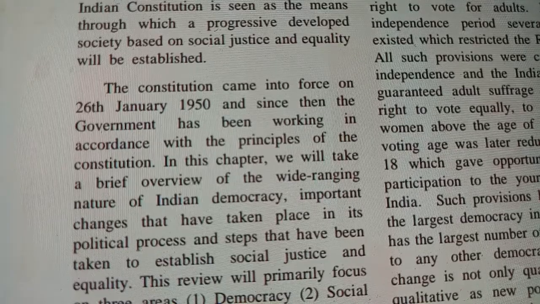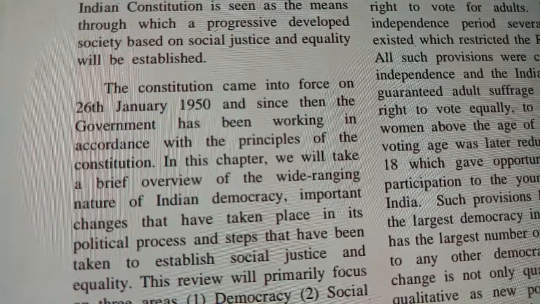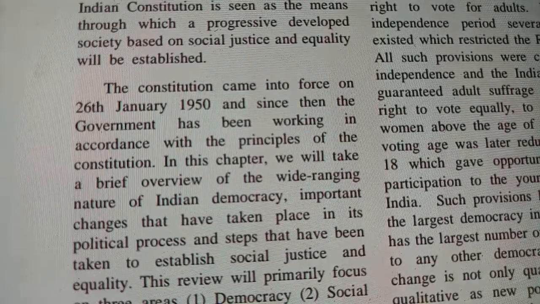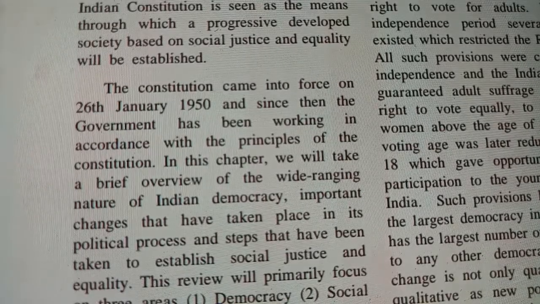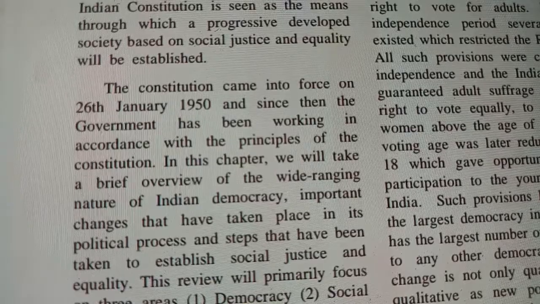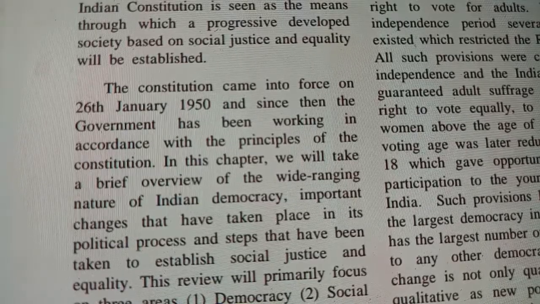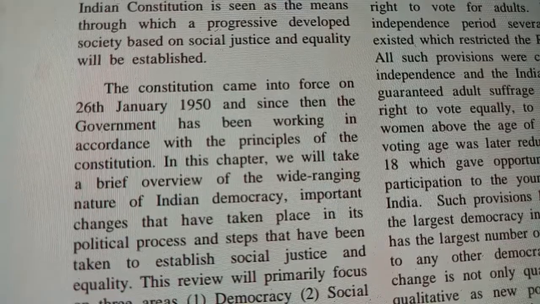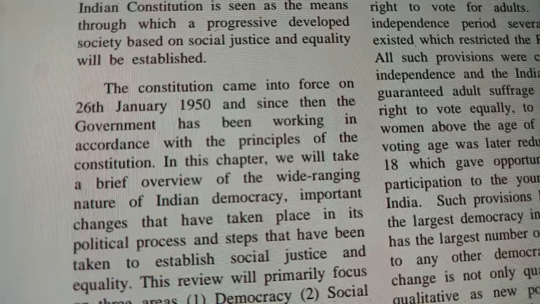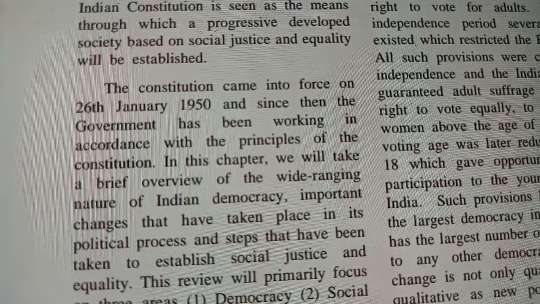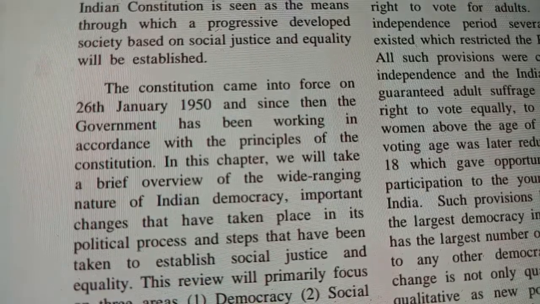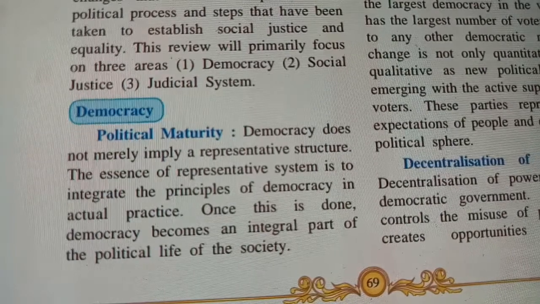So the government has taken some good steps to establish social justice among the people, so that people get equal rights to live in a country and freedom of speech, and there should be equality among the people. Now in this lesson we will discuss the three primary focus areas. First is democracy, second is social justice, and third is the judicial system. Let us discuss democracy first.